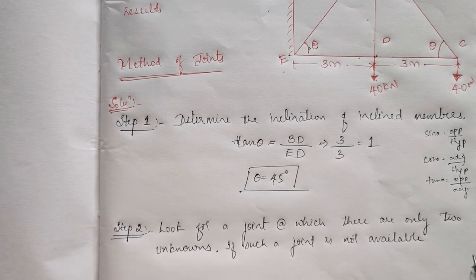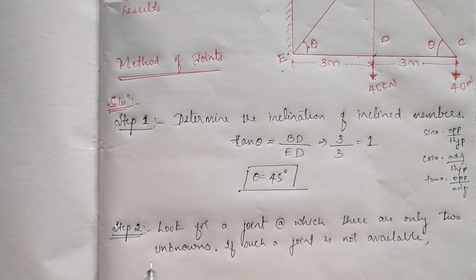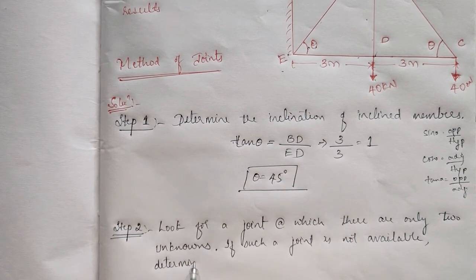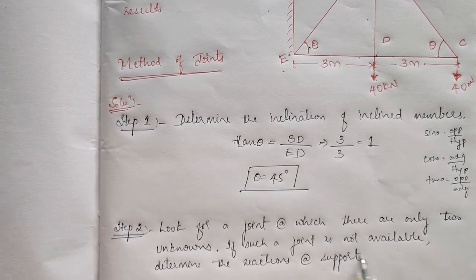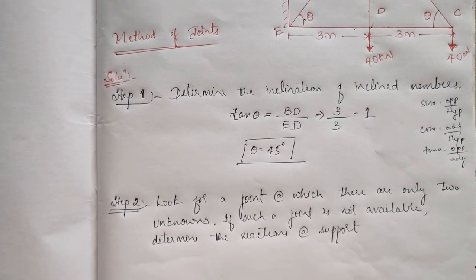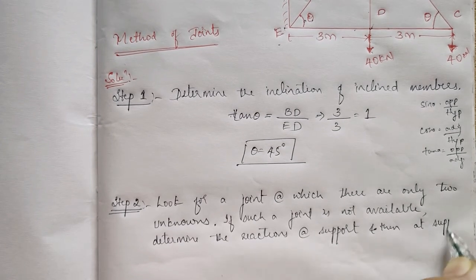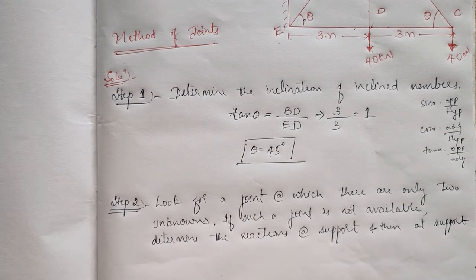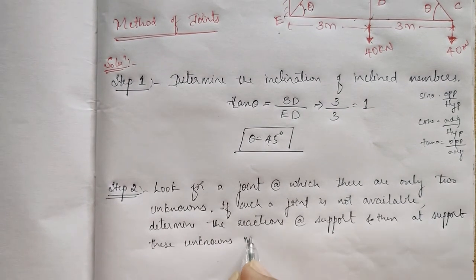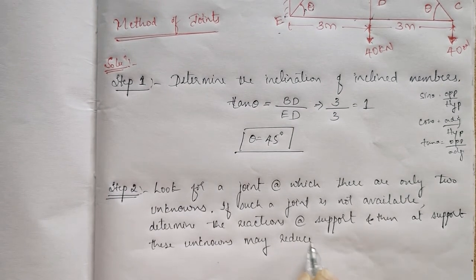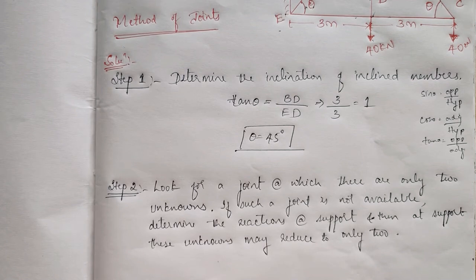If such a joint is not available, that is, the problem has not given a joint containing two unknowns, then what will they give? They will give the reactions at the support. Then we have to determine the reactions at the support. If we didn't get a joint with two unknowns, we have to determine the reaction at the support, and then these unknowns may reduce to only 2. Okay, there the support is there, and we find the reaction.